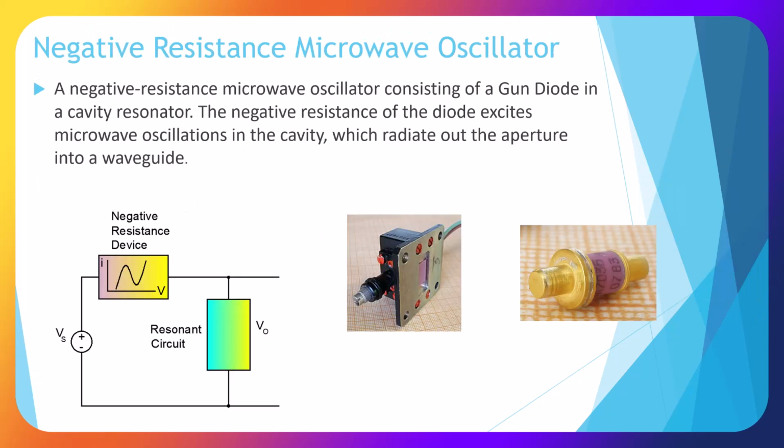Here's a negative resistance microwave oscillator. It consists of a Gunn diode. Here's a picture of a Gunn diode, which is a negative resistance device. There is the curve, and it's put inside of a cavity, which radiates out the aperture into the waveguide. And there is the device there, and the waveguide. And this is used for microwave oscillators. These are probably obsolete devices since they're both Russian.